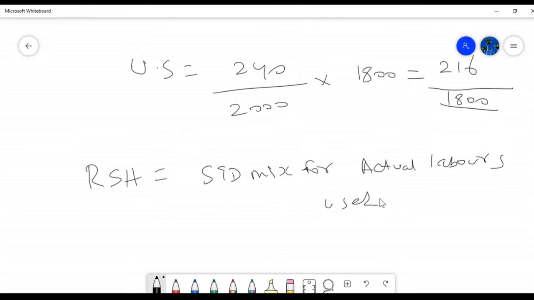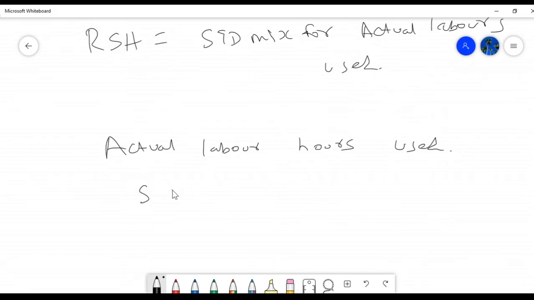It is given for skilled. What is the number of labor in the question? 28 numbers. For semi-skilled, what is the number of labor in the question? 18 numbers. For unskilled, 4 numbers. So 28, 18 and 4. What are the gang hours? Gang hours per week, 40 hours. This is actual, 40 hours.